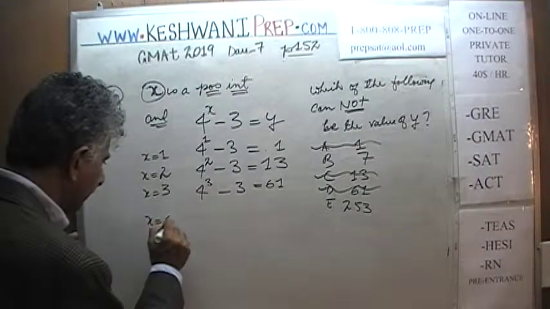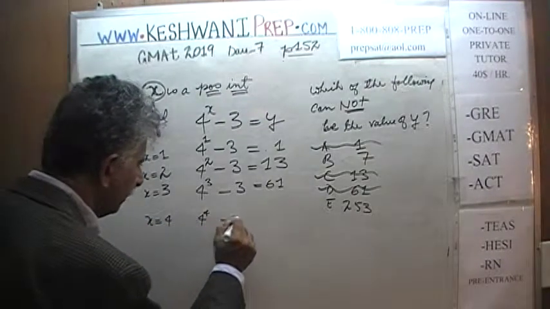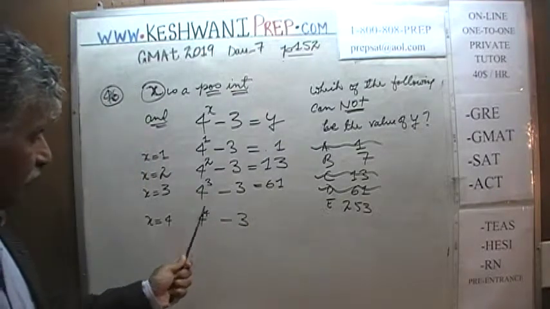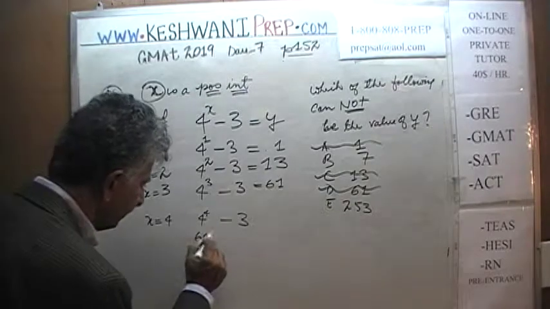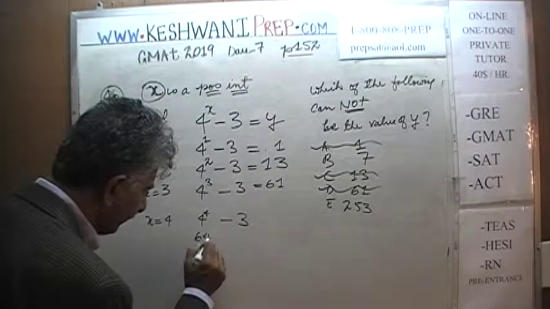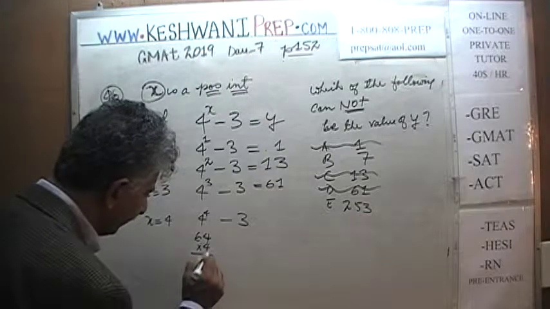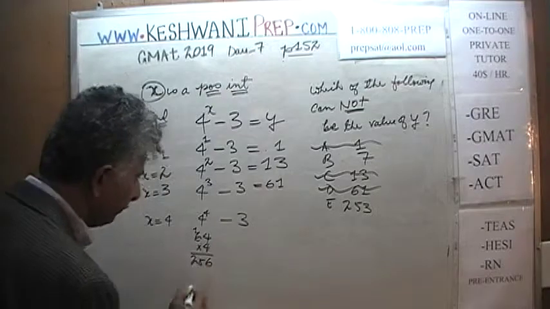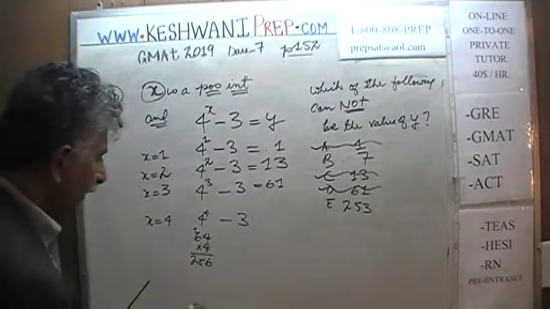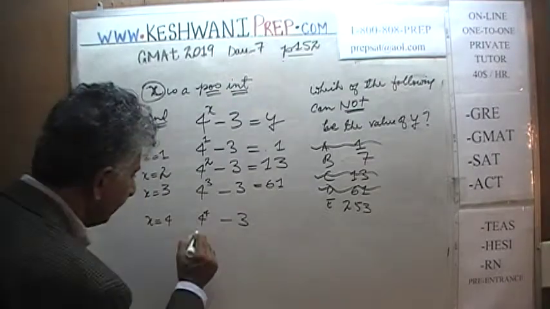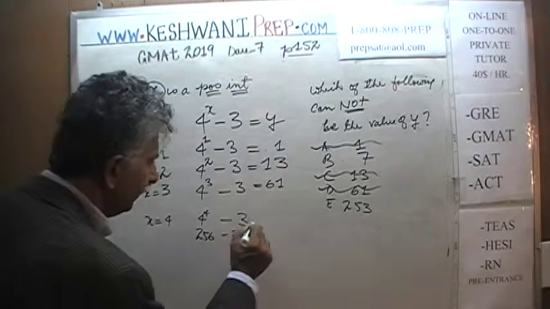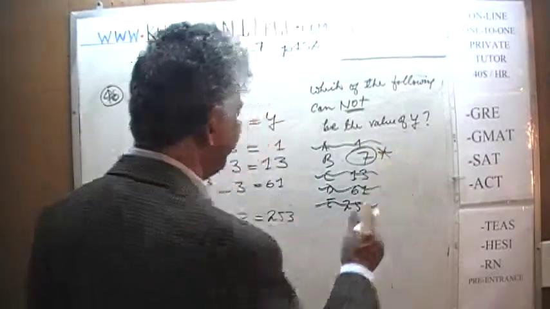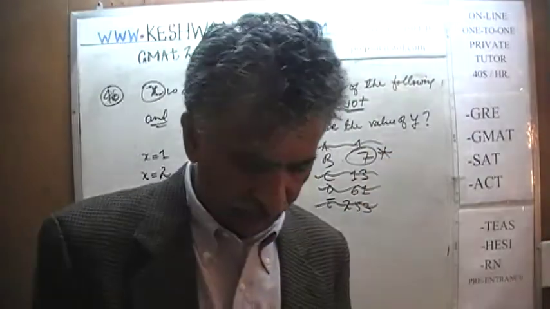When x is equal to 4, it is 4 raised to 4 minus 3. We just found out that 4 raised to 3 was 64. If 4 raised to 3 is 64, 4 raised to 4 is going to be 64 times 4. 4 times 4 is 16, write 6, carry 1. 6 times 4 is 24, plus 1 is 25. So it is 256. 256 minus 3 is equal to 253. Oh, wow. What do you know? The answer is B.